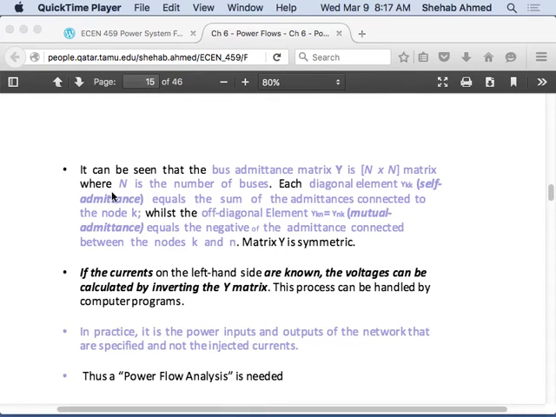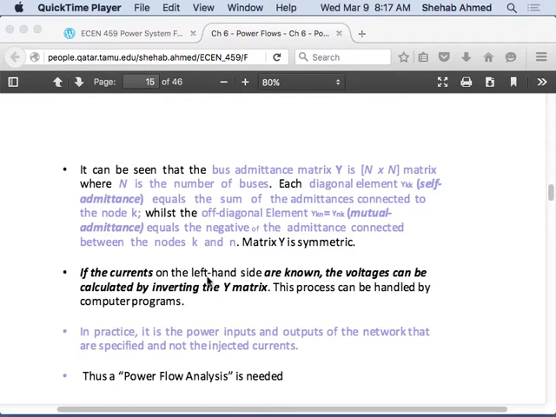So it can be seen that the bus admittance matrix is n by n because you have n number of buses, and each diagonal element, which is the self admittance, equals the sum of the admittances connected to the specific node. And the off-diagonal elements, ykn equals ynk, which means that the matrix is symmetric, and these are the mutual admittances, equal to the negative of the admittance connected between nodes k and n. That's what we just said.